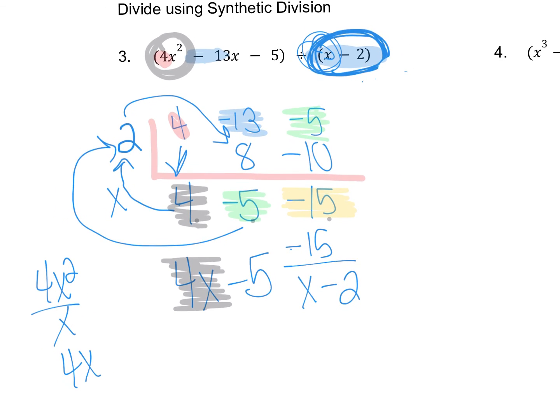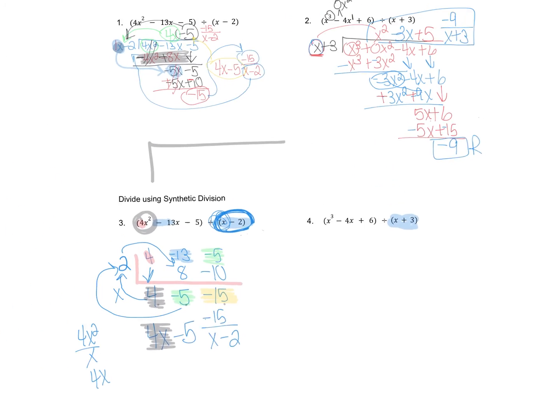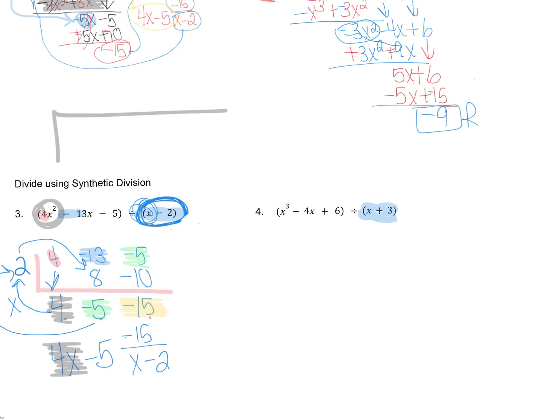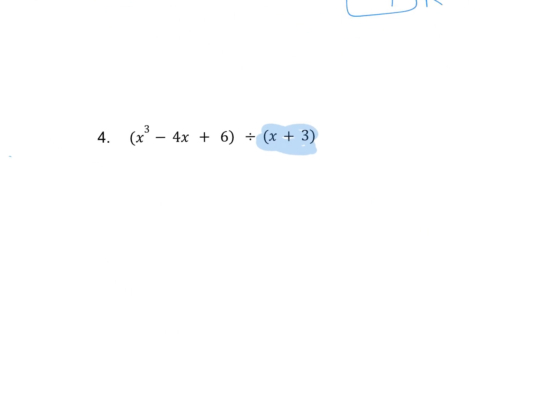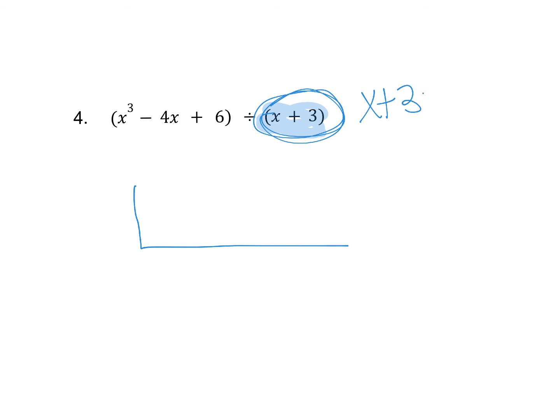Let's look at another one. These are the same problems you did up there. You got 4x minus 5 with a remainder of negative 15. You got the same answer using synthetic division. This time, same thing, we're going to put our house upside down. On the outside, remember, if it's x plus 3, that's like setting it equal to 0, so x is going to be negative 3. So negative 3 goes on the outside. Your coefficients go on the inside.